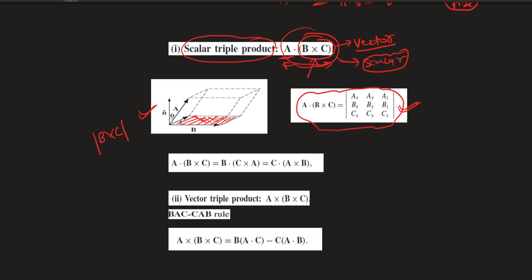Now the magnitude of B cross C would be giving me the area of this parallelogram, but the direction would be followed by the right hand rule. Yes, so the direction of B cross C, because B cross C would be giving me a vector, and the direction of that vector would be given by this right hand rule.